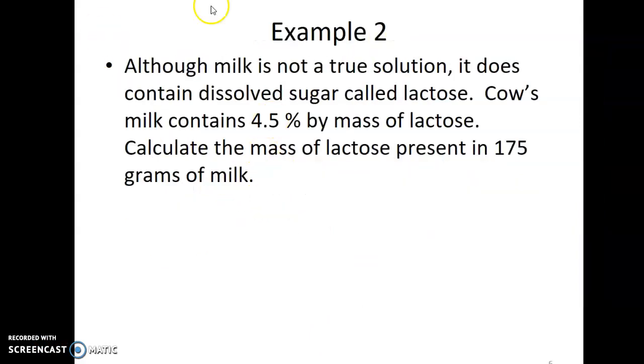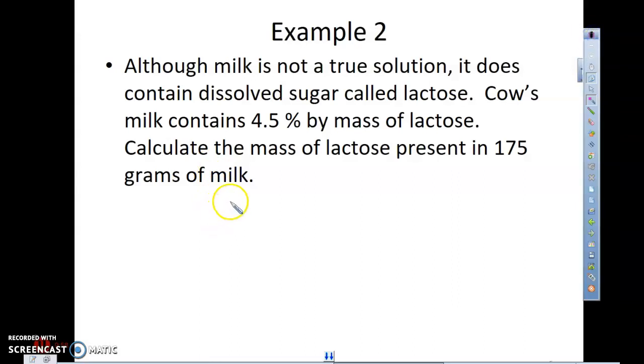Okay, I'm going to do another one, and I don't care how you do this. I'm going to do it kind of a long way because I think that makes more sense to people, but if it makes sense to you, you do it however you want to do it. So we're going to talk about milk, and cow's milk contains about 4.5% by mass of lactose. So if you're lactose intolerant, that is too much lactose. And so we just want to know, okay, so let's say I know this information and I have 175 grams of milk. So what do I want to do?